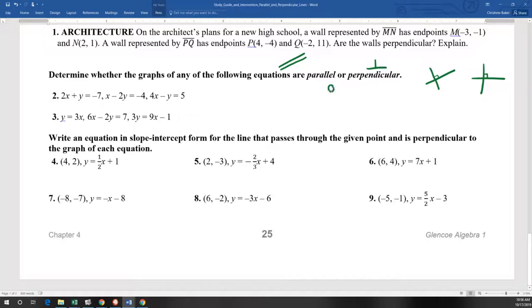We call their slopes opposite reciprocal. So, for example, if you had a slope that was 1/2, its perpendicular slope would be -2/1. If you had a slope of 3/4, its perpendicular slope would be -4/3. Do you see what I'm doing? If it's positive, I make it negative and flip the fraction over.